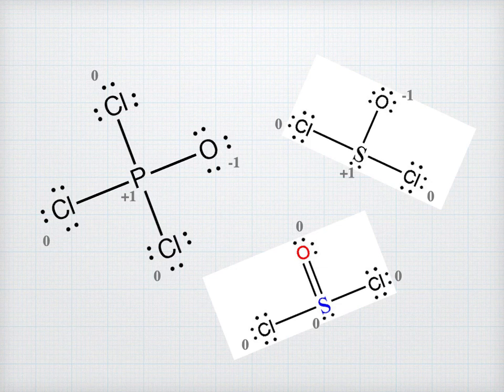Again, we're mostly going to deal with octets, and we're not going to deal with expanded and limited octets in here. All of our structures that I'm going to have you perform are going to meet the octet rule. As a side note, that POCl3 will also push a double bond between the oxygen and the phosphorus, but it tends to hybridize between those two, where sometimes there'll be a double bond, sometimes there'll be a single bond. Resonance structures and resonance hybrids are what we're going to look at in the next video.